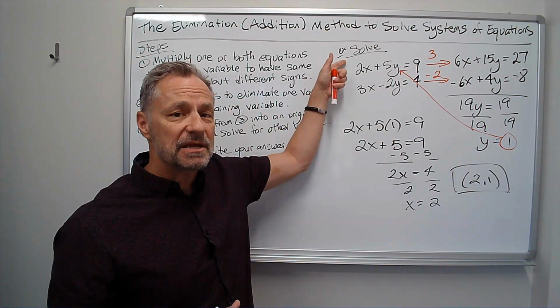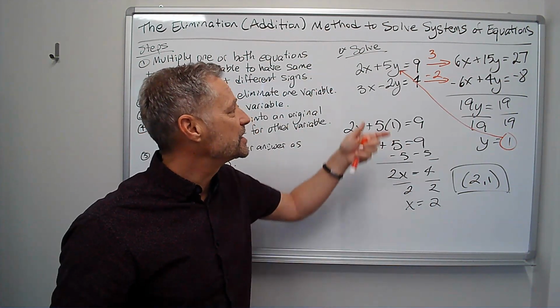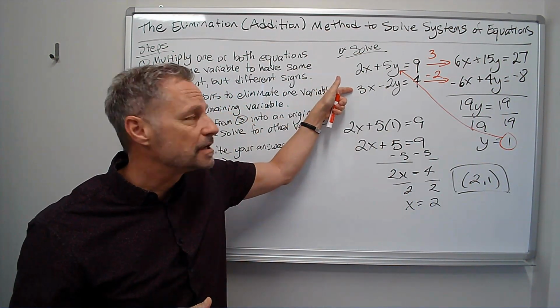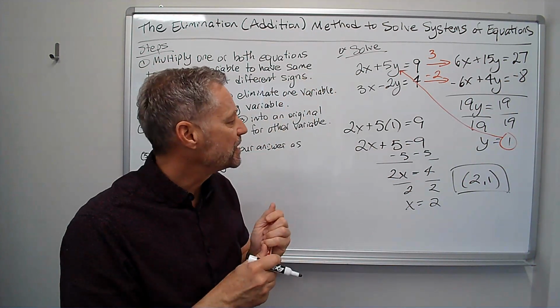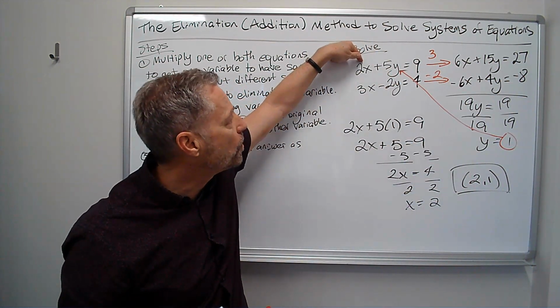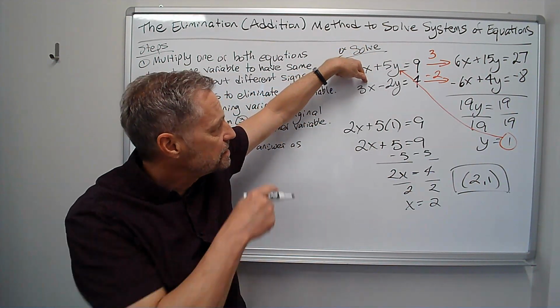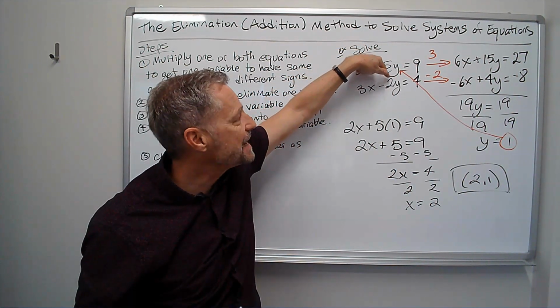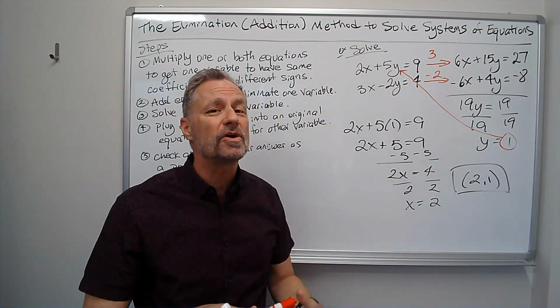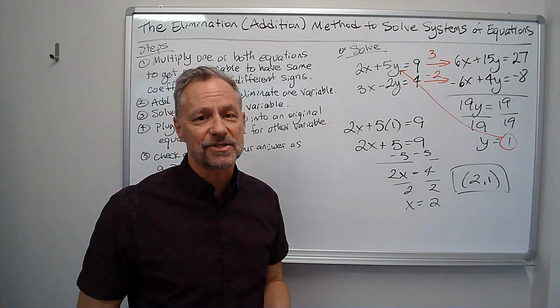Now, I'm going to check in both equations. If you're only going to check in one equation, check in the one you didn't just use. But you should check in both. And I'm just going to do it mentally. If I plug in (2, 1), I'm going to get 4 plus 5 equals 9. That's true. And in the other, plug in 2 and 1, 6 minus 2 equals 4. That's true also. I know I have the right answer.